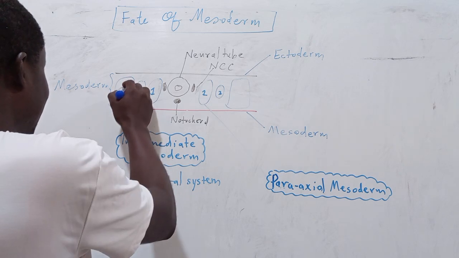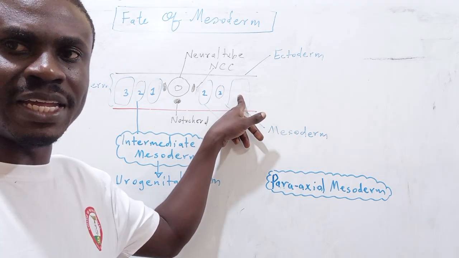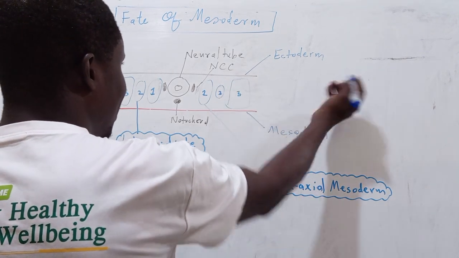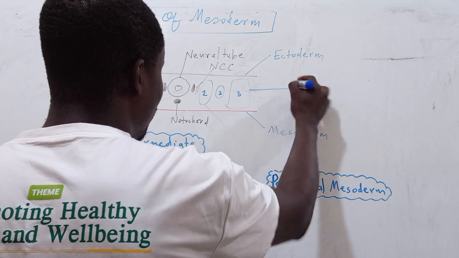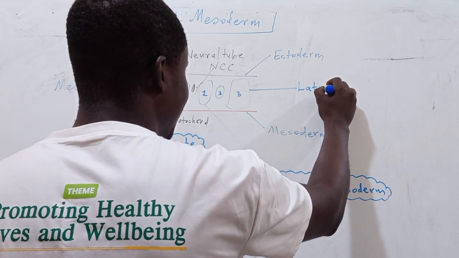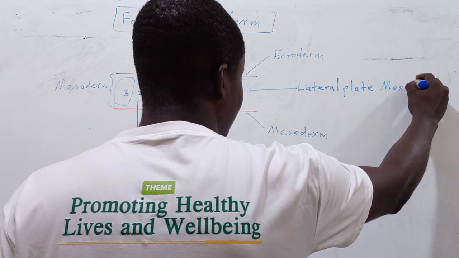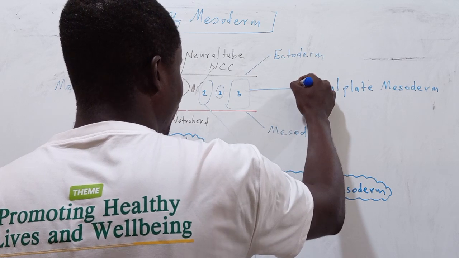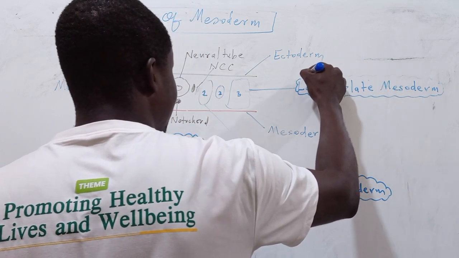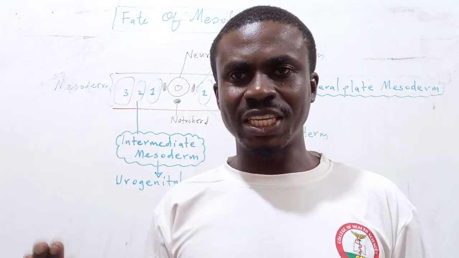And then you go to number 3. The number 3 over here is something we call lateral plate. It's toward the lateralmost entity, and for that reason we will call it lateral plate mesoderm. Lateral plate mesoderm. Very important. Lateral plate mesoderm. So the three differentiations of the mesoderm from medial to lateral.